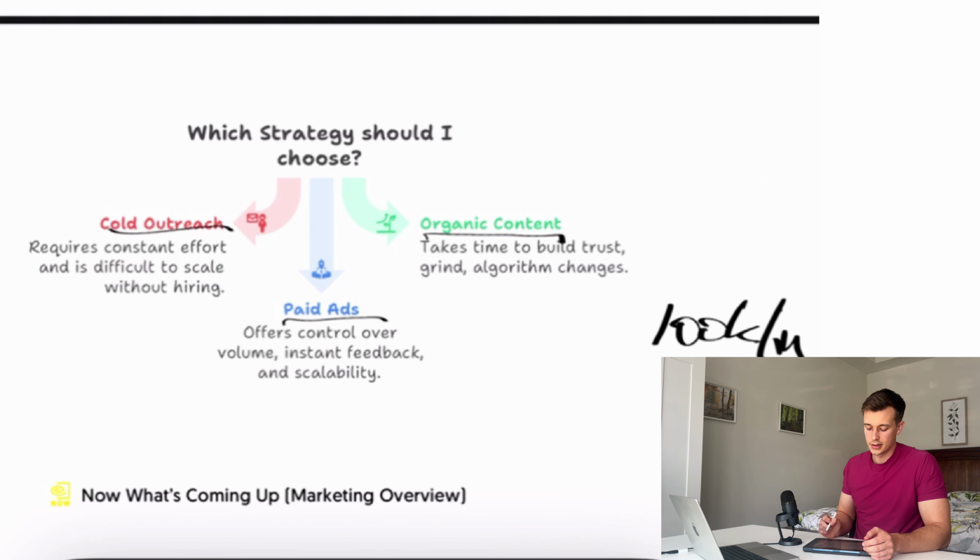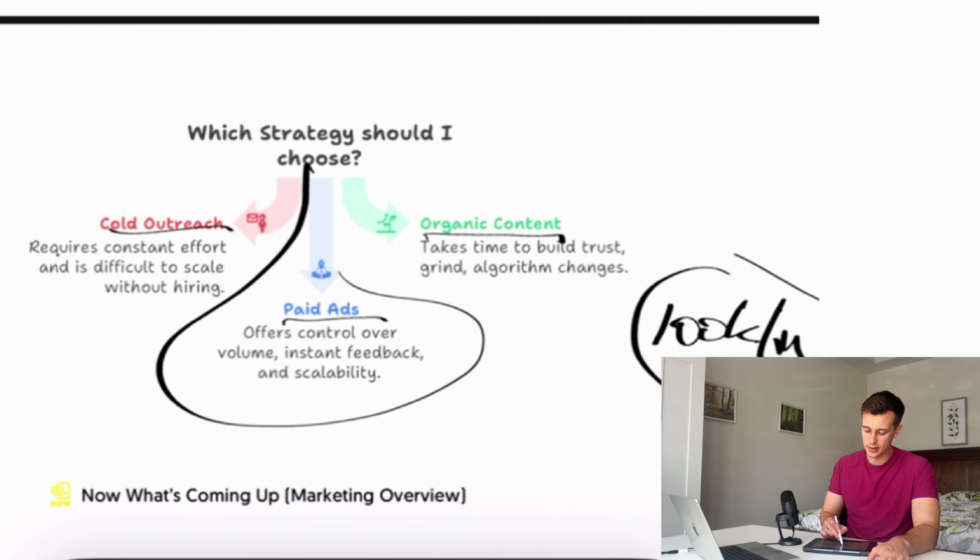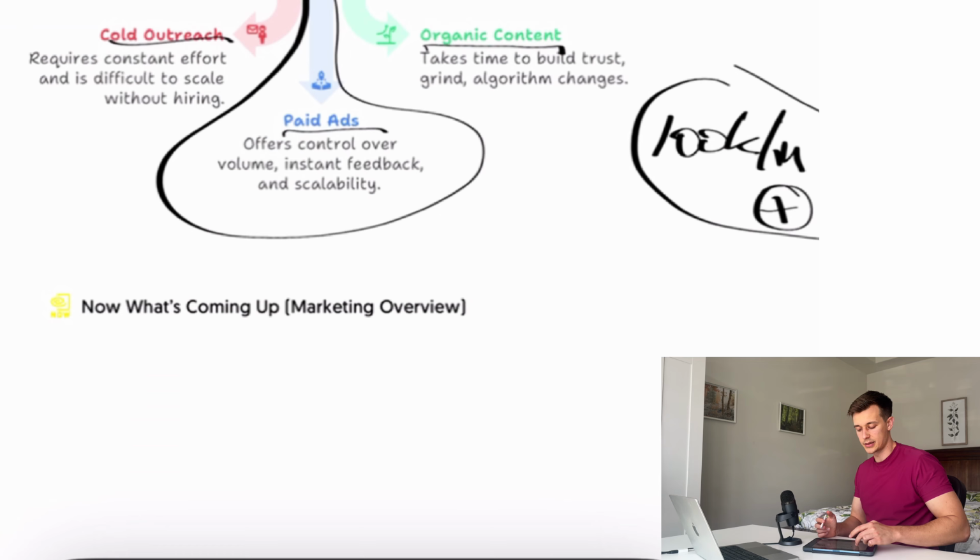Cold outreach, you're going to need lots of team members, oftentimes VAs. The response rate is very low and it's just a mess from what I've seen, so I wouldn't use this either. If you do want to hit numbers like 100K per month, paid ads is going to be the way to go. It's scalable, and as long as you're confident putting budget into this, because you know that predictably you're going to be making money from it, we can scale to 100K per month with paid ads. That is why I'm teaching you this.